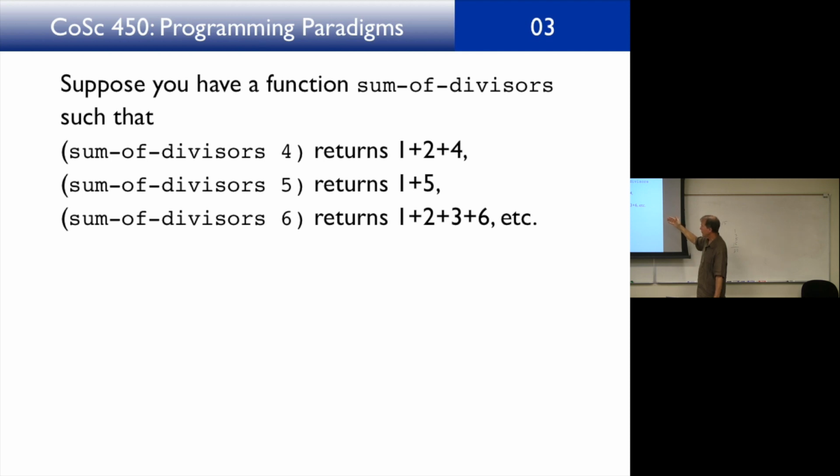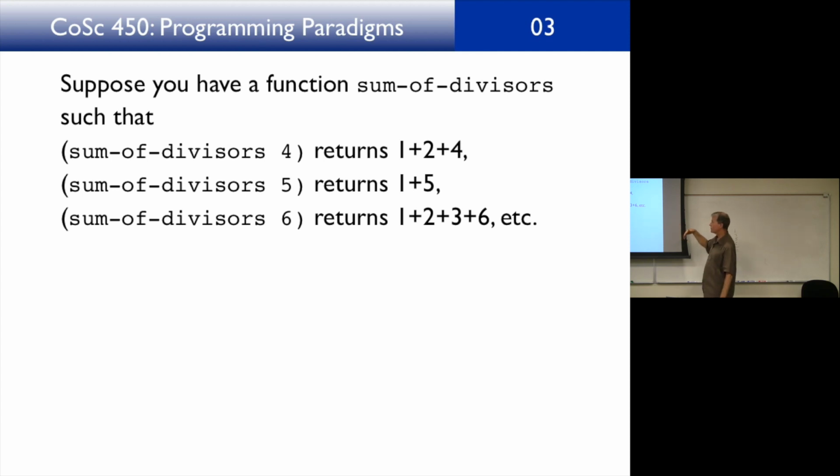So sum of divisors 4 should return, what is that? 7, right? And sum of divisors 5 should return what? 6. And sum of divisors 6 should return what? 1 plus 2 plus 3 plus 6.